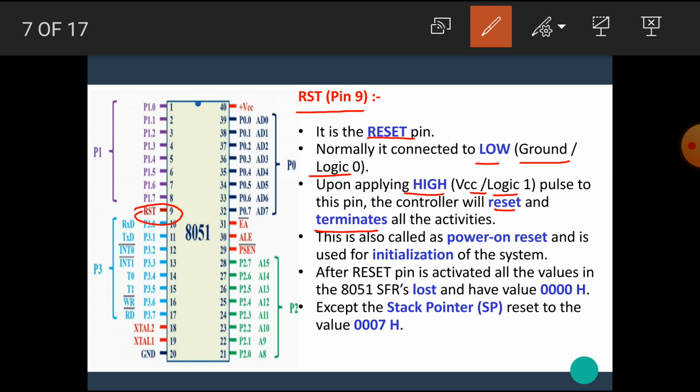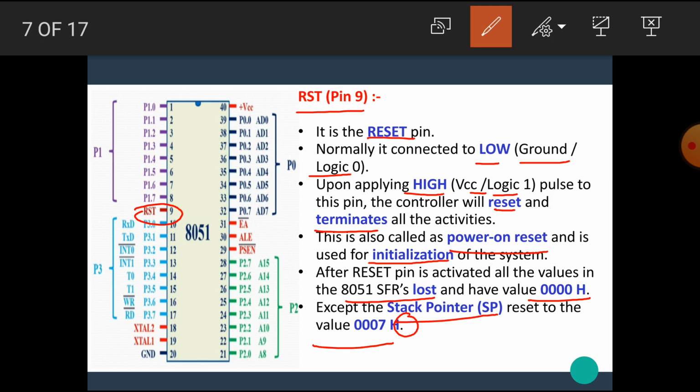Next, this is also called the power on reset, and it is used for initialization of the system. After the reset pin is activated, all the values in the 8051 SFRs are lost and have the value 00H, except the stack pointer, whose reset value is 07H. Here H stands for the hexadecimal value.